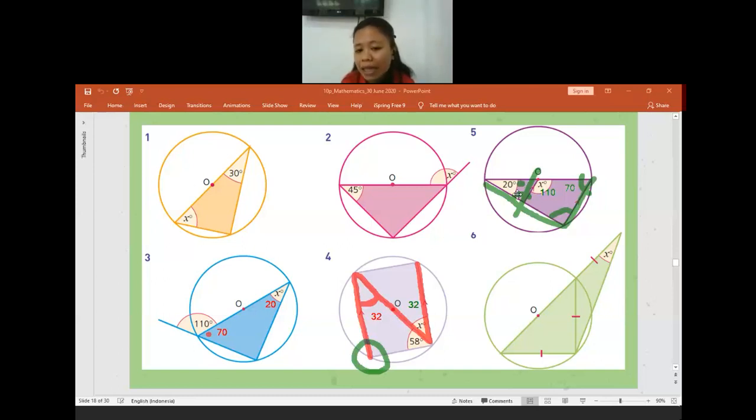In this case, why is it 90? Because I told you, whatever angle, as long as it faces the diameter, it will always equal 90 degrees. This is 90 degrees, this is also 90 degrees. That's it. Is there anything you have difficulties with or are confused about? Yes, the 70 you can get by 180 minus 20 minus 90. You get 70. Is there anyone confused?